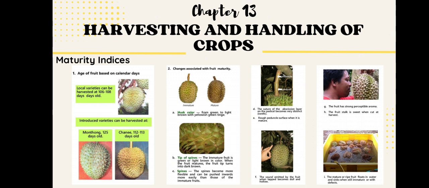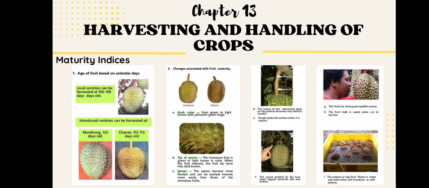Another way to know the maturity of durian is the changes associated with the fruit maturity. Ayan, malalaman nating matured na yung durian. Color ng husk niya is from green to light brown with yellowish green tinge. And then yung sa tip of the spine, the immature fruit is green or light brown in color. When the fruit matures, the fruit tip turns into dark brown.